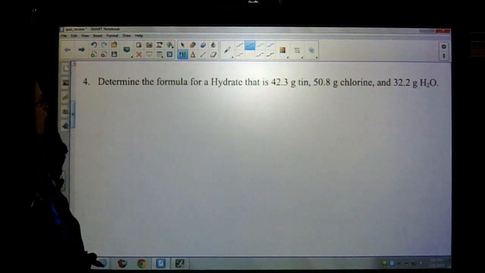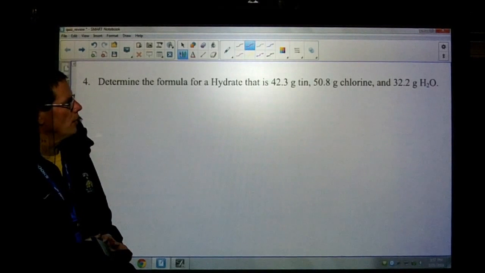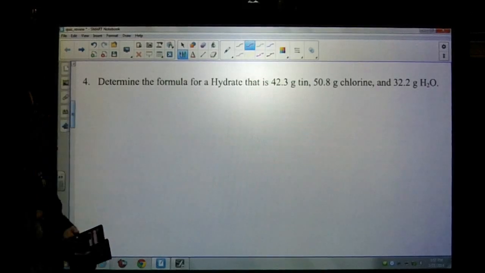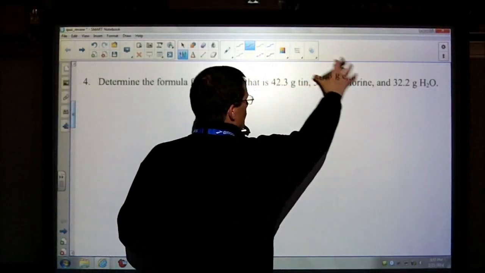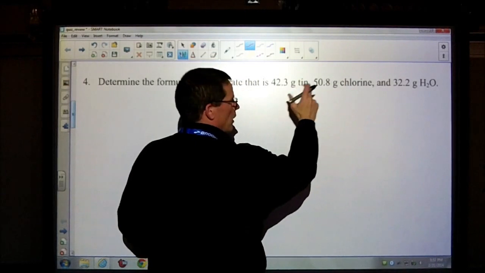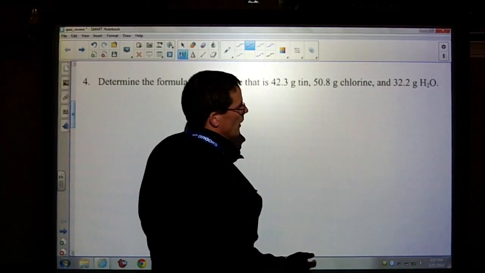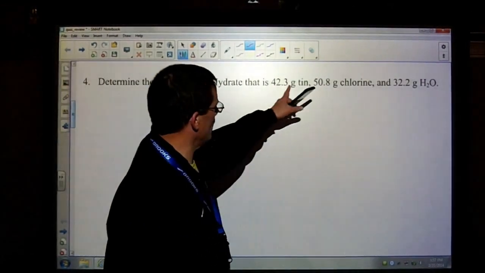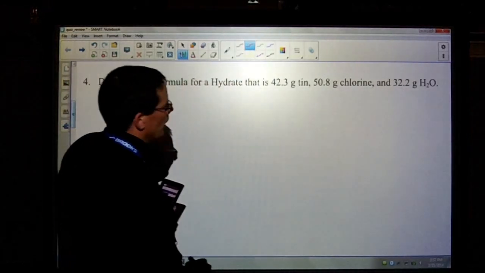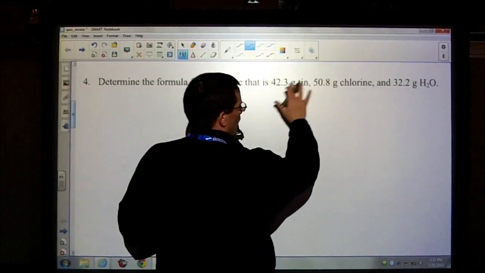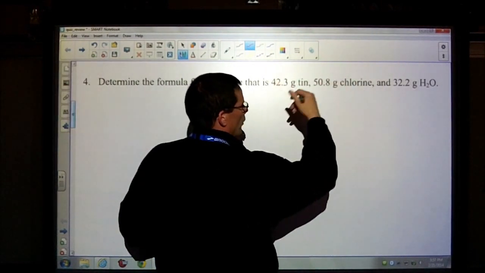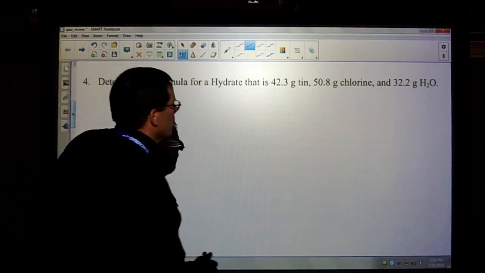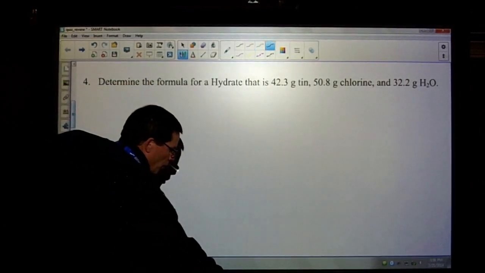Question number 4. Determine the formula for a hydrate that is 42.3 grams tin, 50.8 grams chlorine, and 32.2 grams of water. Now, in this problem, I actually did not give you the molecular formula for this tin chlorine compound. So we get to determine that. However, we already have the formula for the water, so don't mess with that. So let's go ahead and find out what each of these actually is. And there's a couple ways you can work this out. You can find out what the compound is first and then compare that to the water, or you can do it all at the same time. We're just looking for the number of total moles here. So let's actually do it in the most efficient way here.